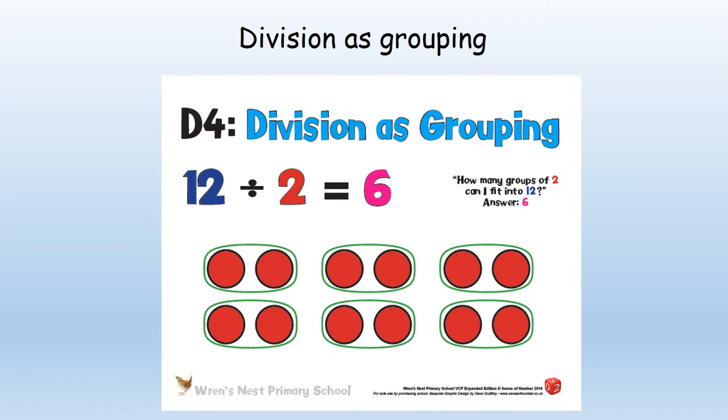And division as grouping is another method that you should be quite familiar with. Another pictorial method where you actually make groups of 2. It's the same sum. 12 divided by 2 equals 6. But this time we had to find out how many groups of 2 we could fit into 12. And of course, the answer is 6 again.